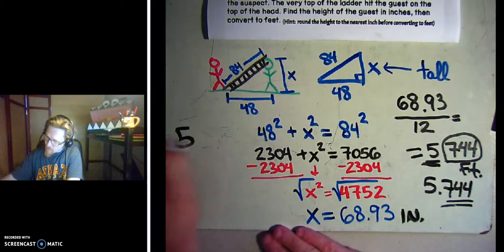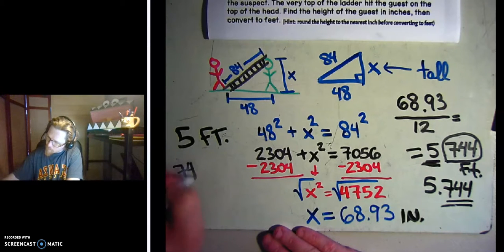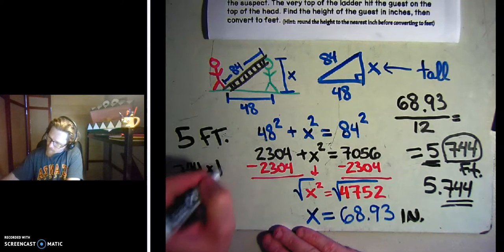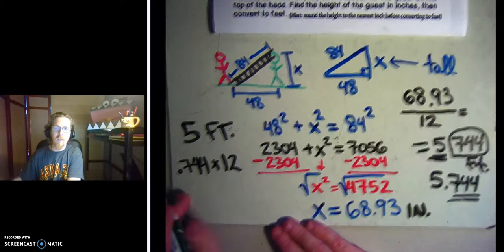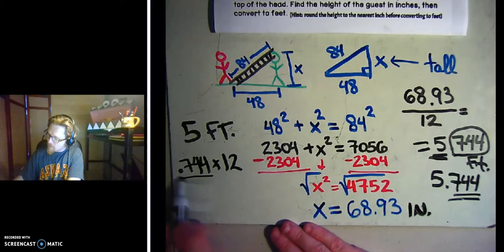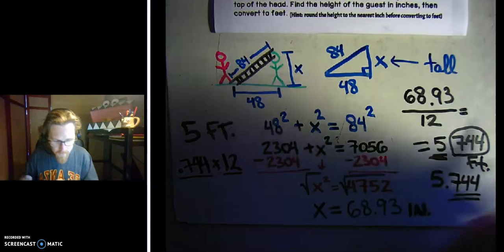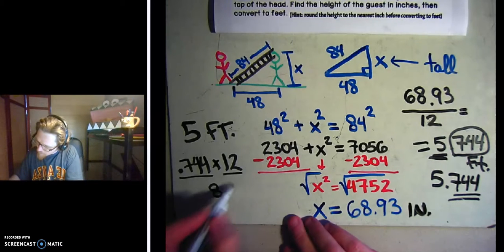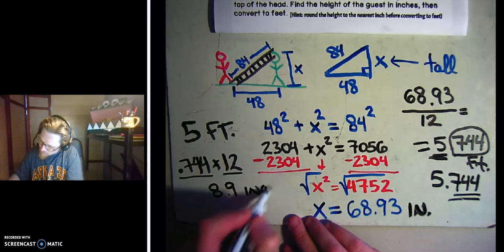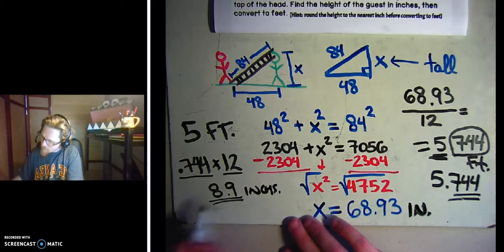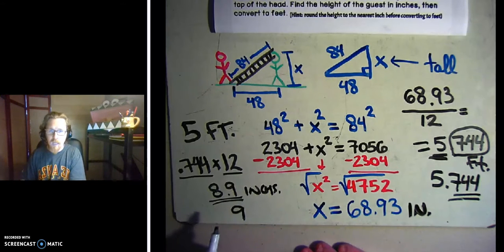I know that this guy is 5 feet tall. I'm going to take 0.744 and I'm going to times it by 12. Because this is going to convert this many feet into inches. 0.744 times 12 is equal to 8.9. Now this is inches. And 8.9 might as well be 9.